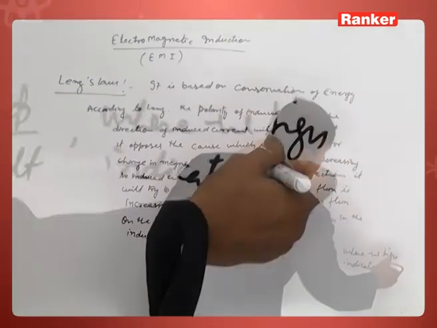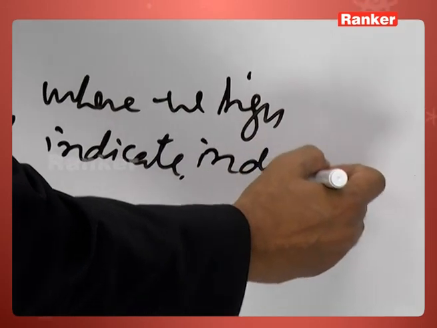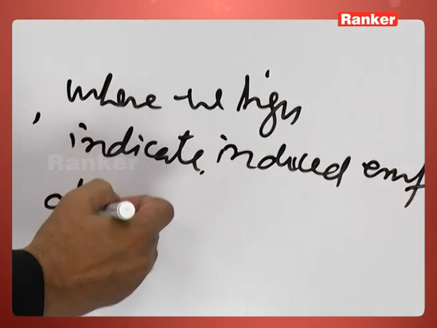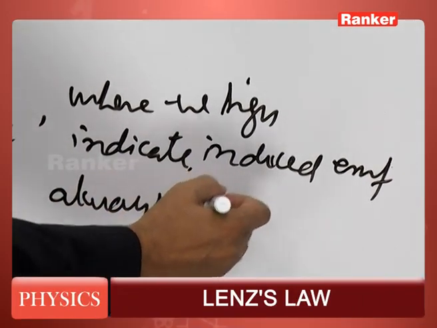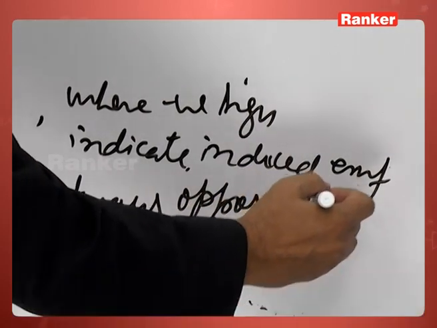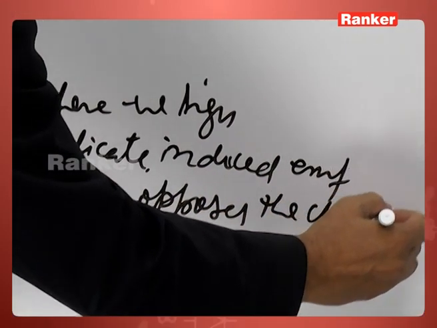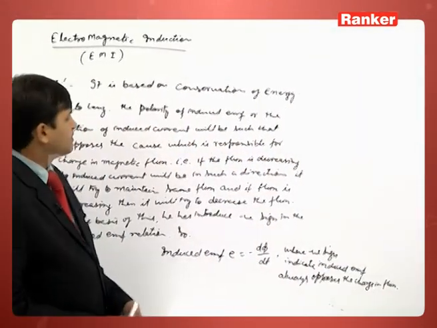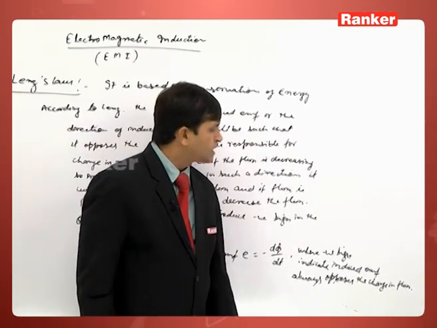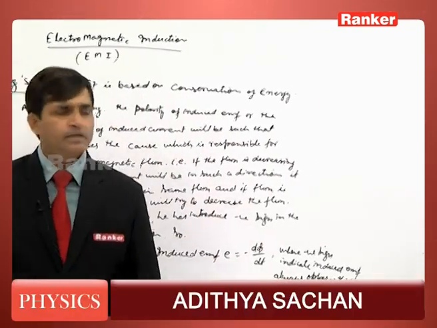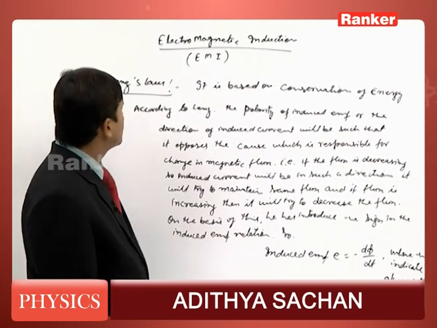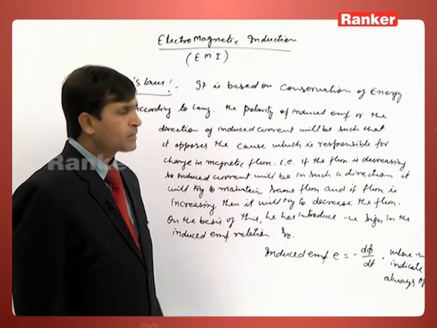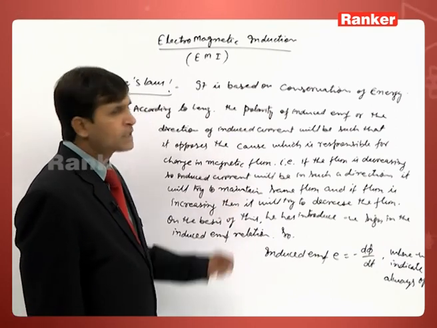The induced EMF always opposes the change in flux. This is the meaning of the negative sign. So this law is called Lenz's law. Now see certain examples, from which we can understand much better what it means.